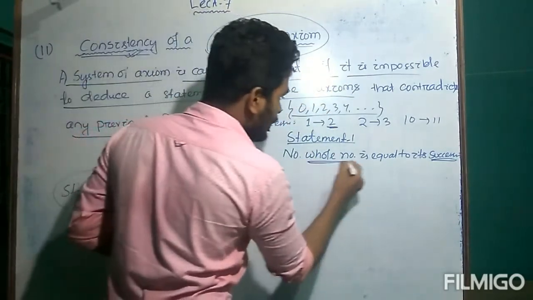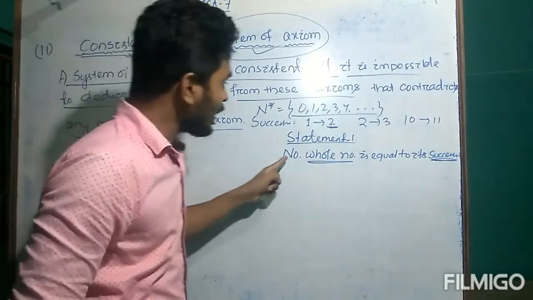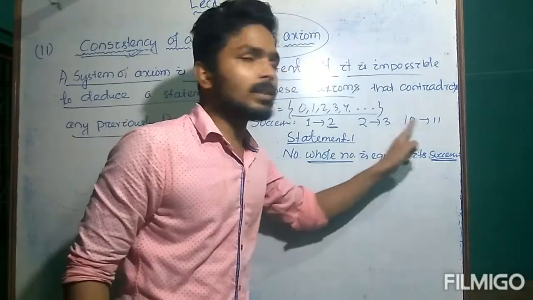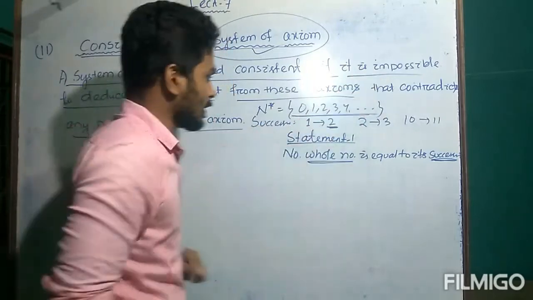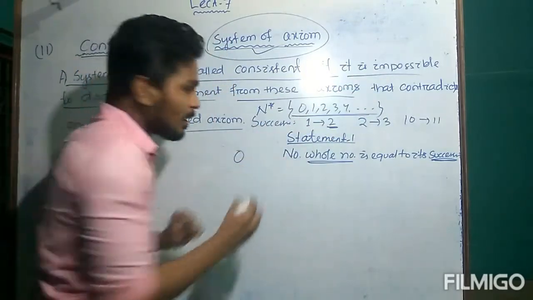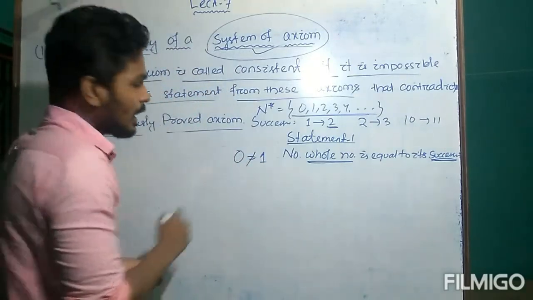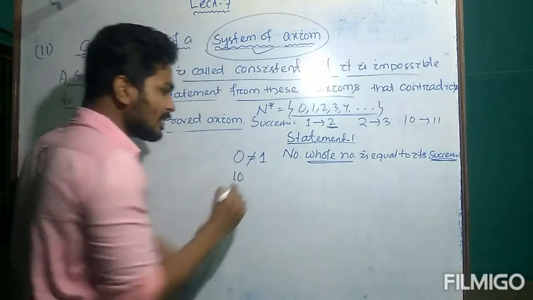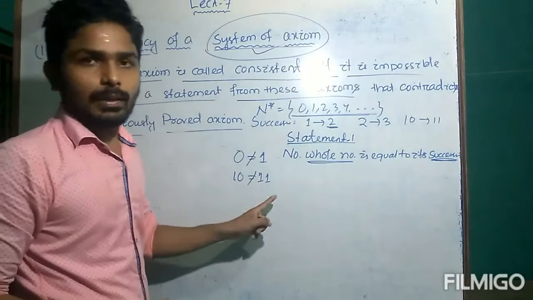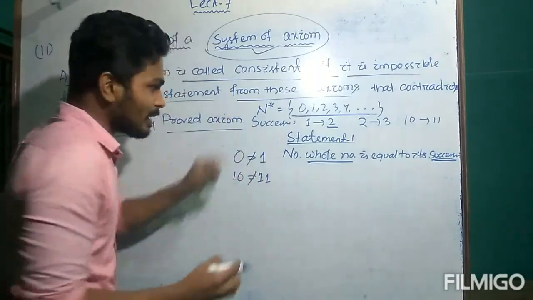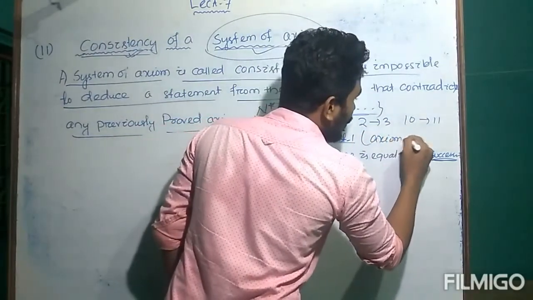So now we understand the meaning of whole number and successor. In statement 1 it is given that no whole number is equal to its successor. It means none of these whole numbers is equal to its successor. 0, its successor is 1. According to the statement, 0 and 1 are not equal. Suppose you take 10, its successor is 11. According to the statement, 10 and 11 are not equal. Is it true or false? Yes, it is true. That's why it is a true statement, or you can say this is your axiom number 1.